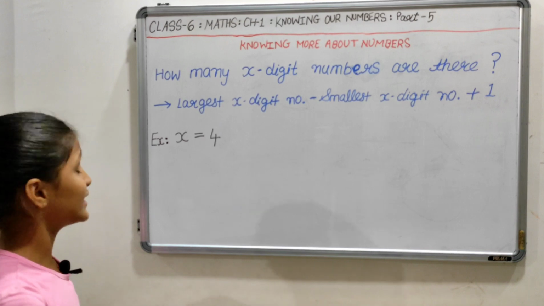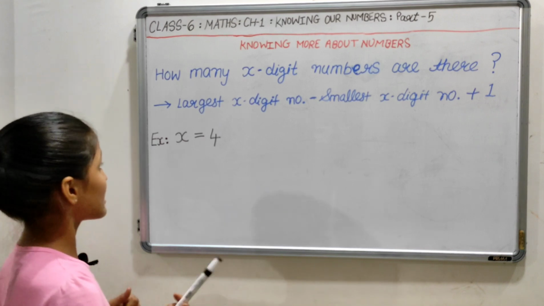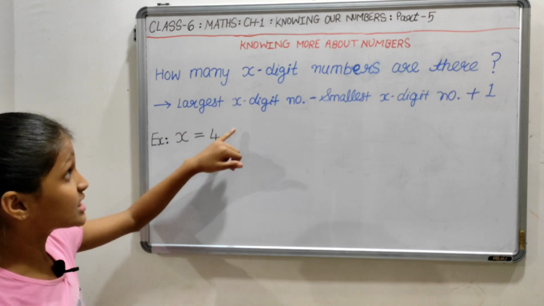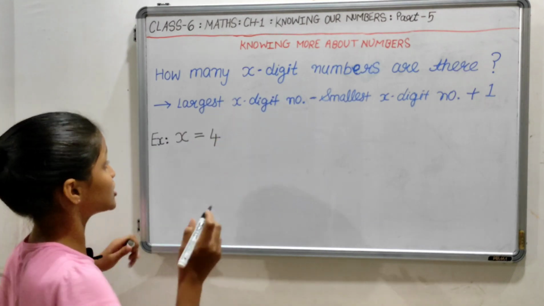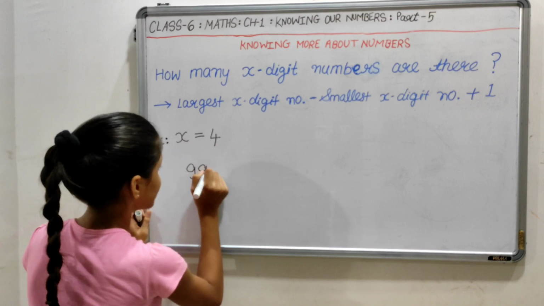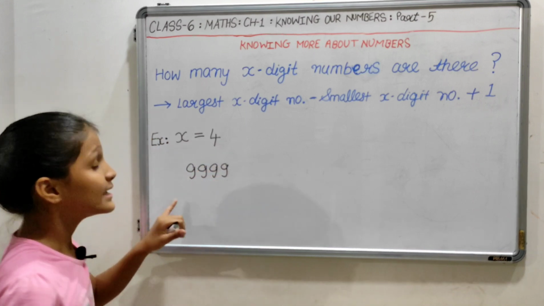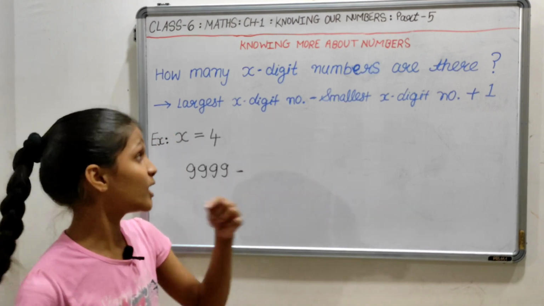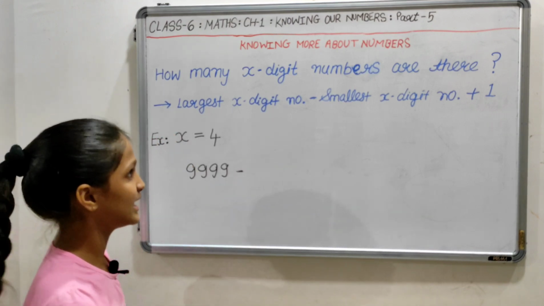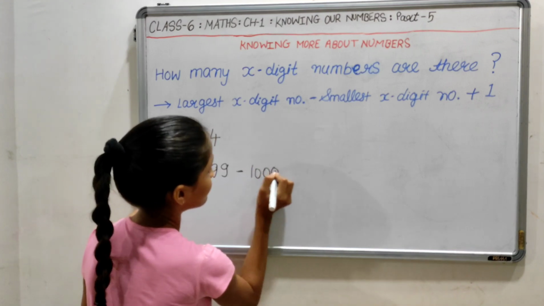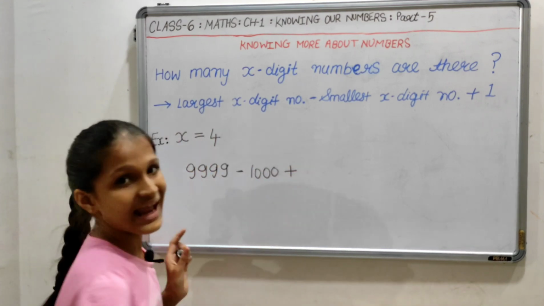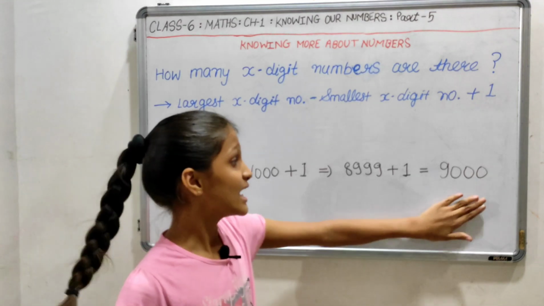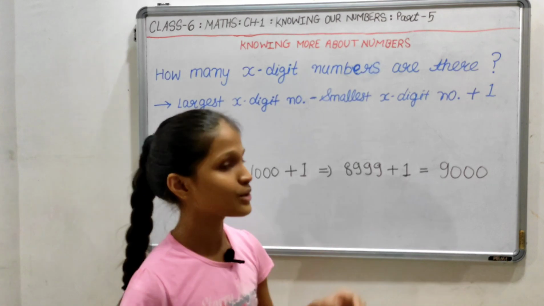Now next, let us take our example as x equals 4. The largest 4-digit number equals 9999, minus the smallest 4-digit number, which equals 1000. Now 8999 plus 1 equals 9000. We got our answer as 9000.